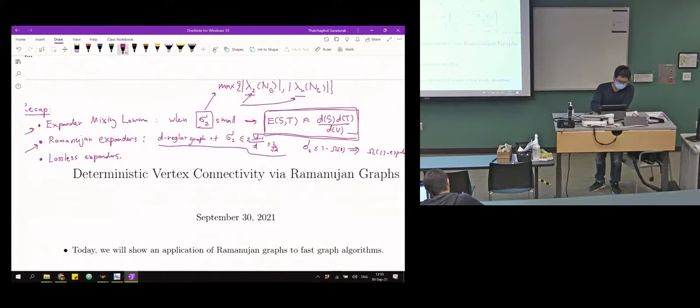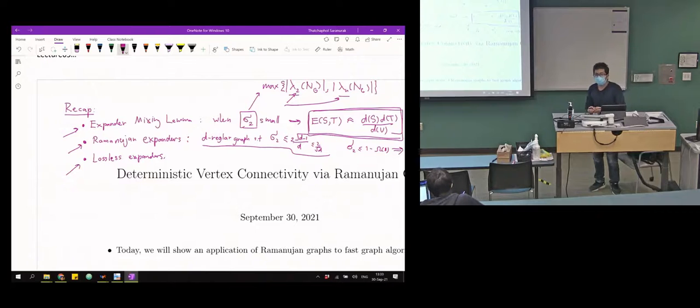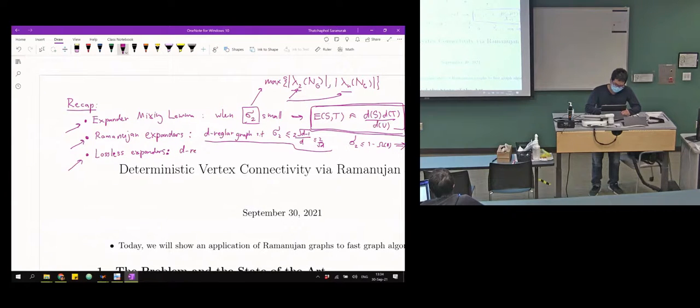So what about lossless expanders? Can someone recall what that is? I mentioned it briefly at the end. Yeah, it's a D regular graph such that the conductance is the best possible. So not 1/2, but very close to 1. It's quite important to be more than 1/2, basically.